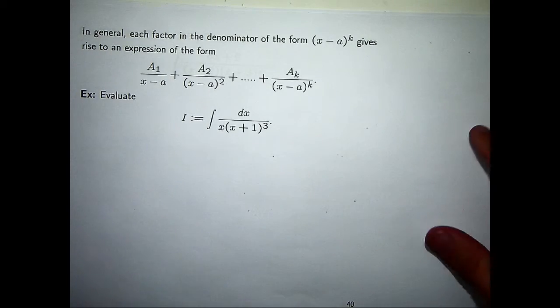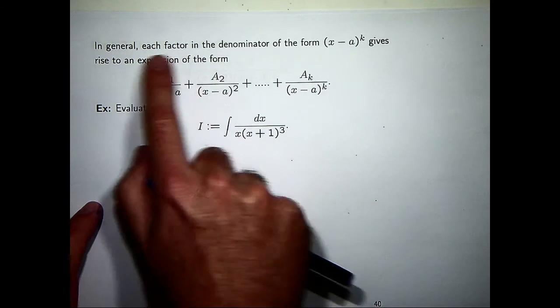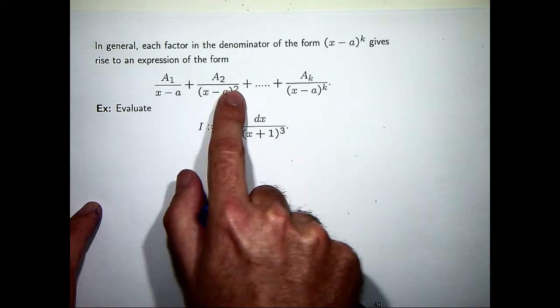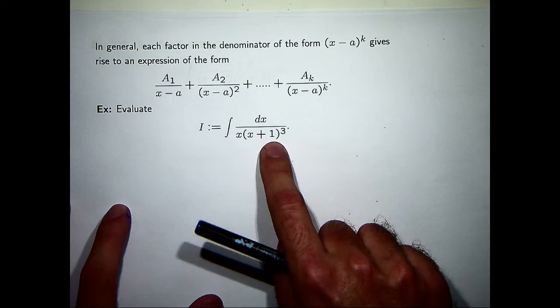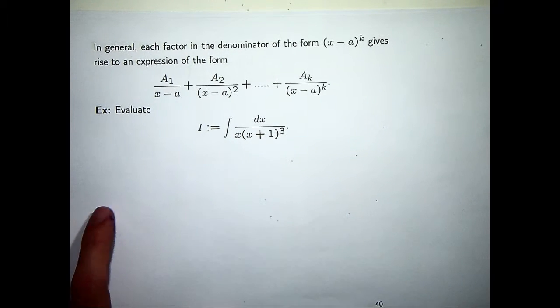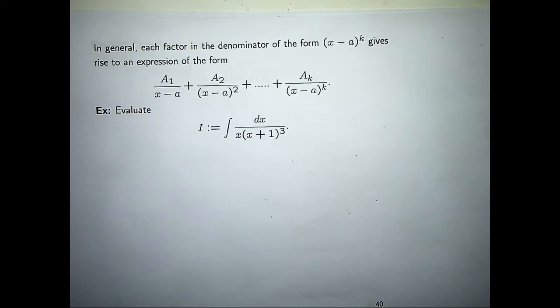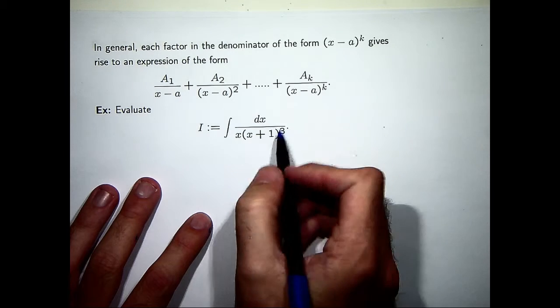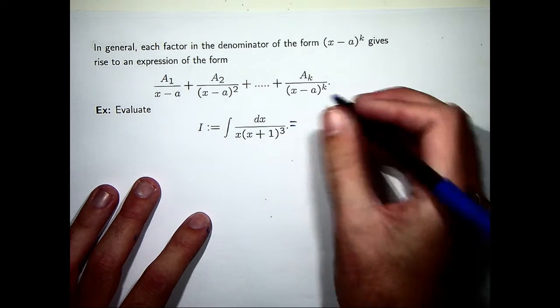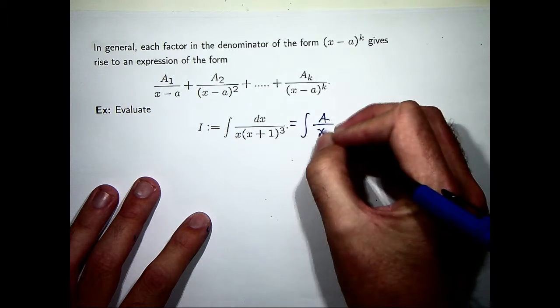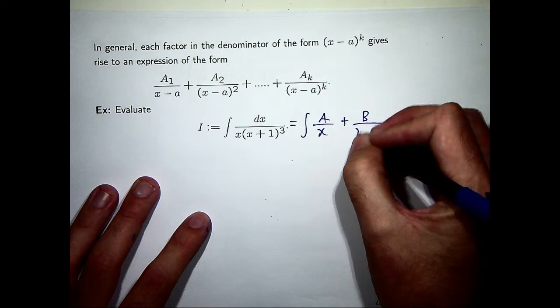So in general, when you have a repeated factor, look at the bottom of each term and you see that the power increases. So here's another example. We're asked to evaluate the following integral. What's the decomposition? Well, you've got some repeated linear factors, the x plus 1s, and the x on the bottom. So it would be something a little like this.